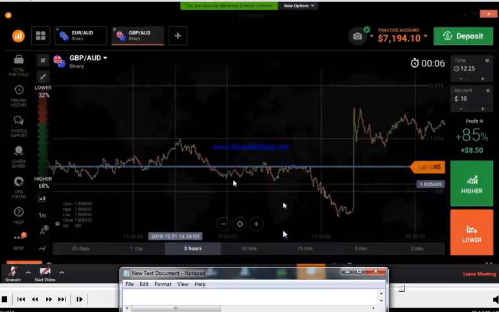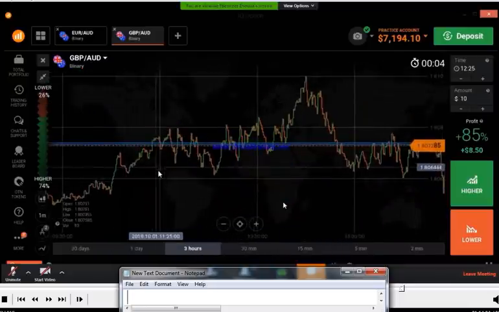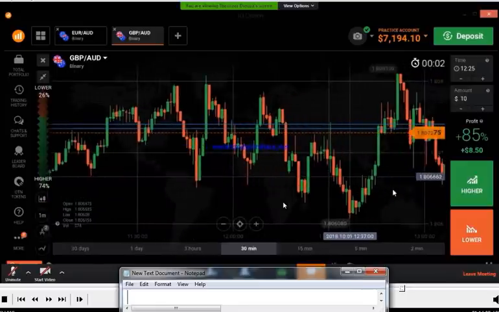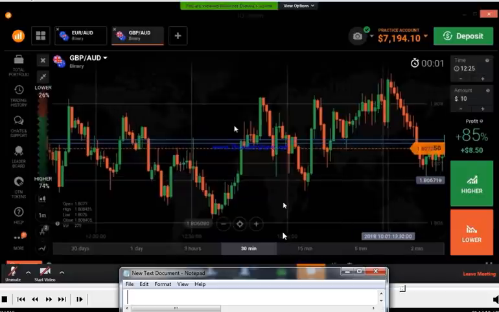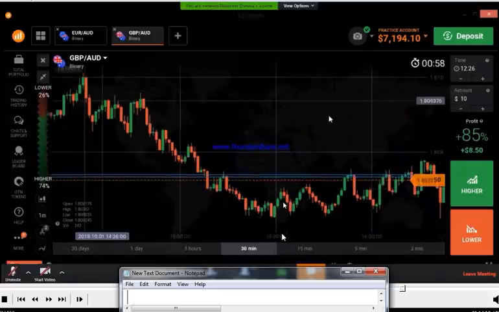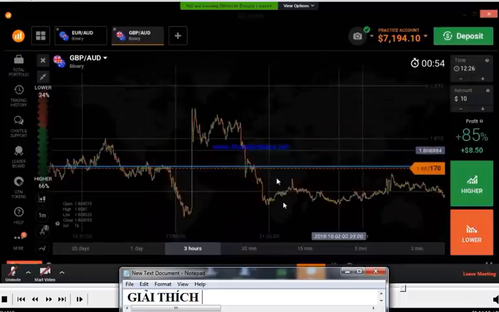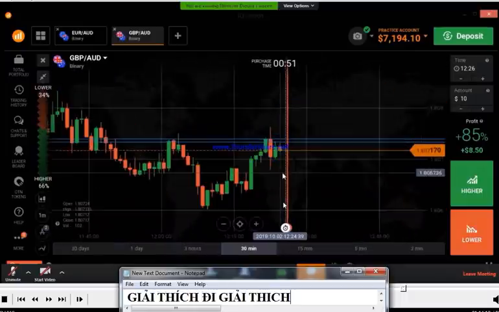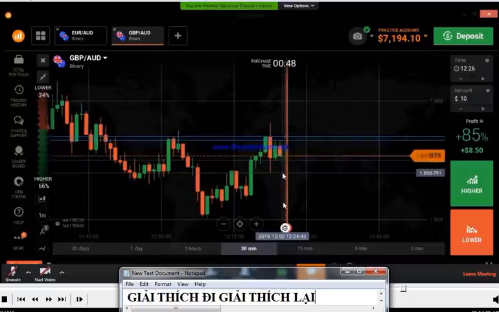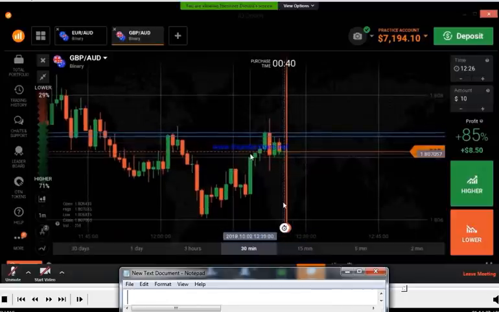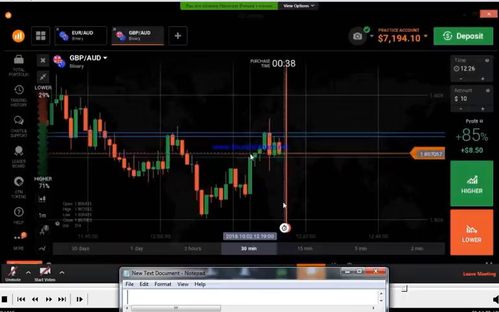Always draw the strong level manually. It will be good for you to identify the strength of the level. Always draw manually, going through past history, and check whether it is working almost every time or not. If the level works almost every time, you can trust the level. You can trade on the level. If you trade with confirmation on the level, it will be a winning trade for you. Okay.